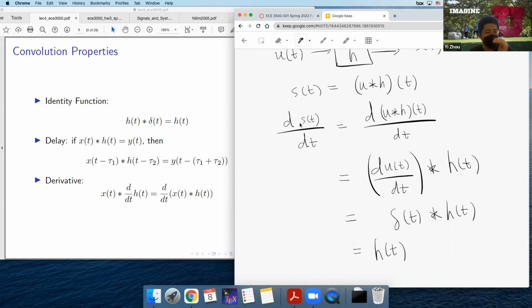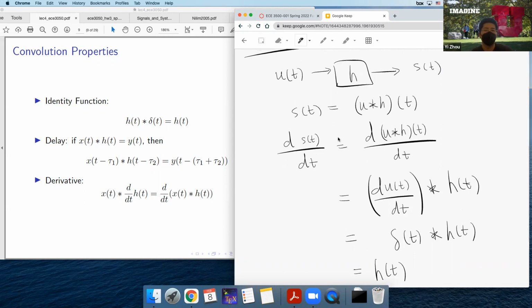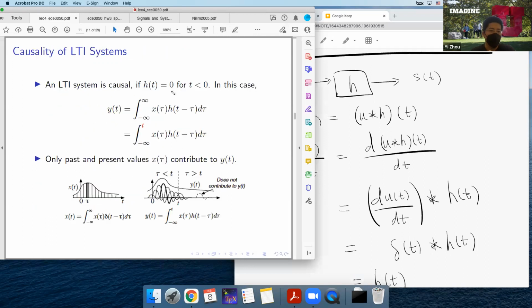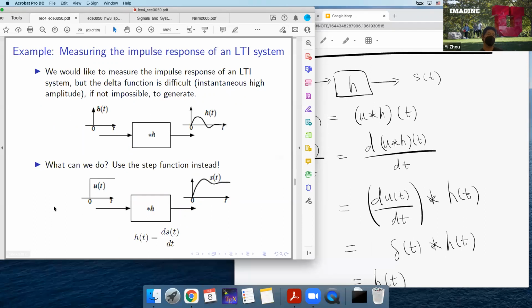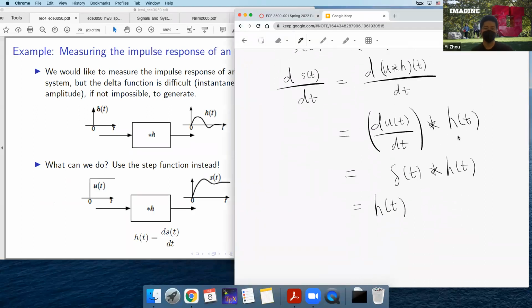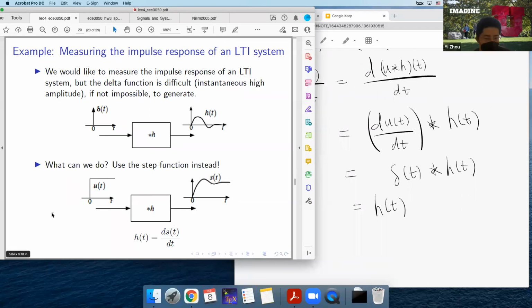So this proves that the derivative of this output is exactly what you want. It's the impulse response of the system. So this is how you can practically measure the impulse response of this system. Instead of generating an idealized impulse signal, you can just feed a unit step signal to the system, and then on the output side, you look at its derivative. The derivative gives you the impulse response.